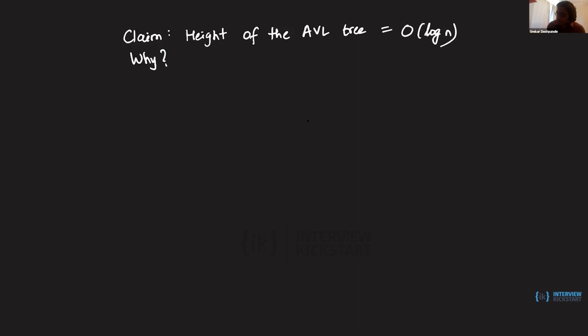So what does it mean for the height to be order log n? It means we want to show that the height of the tree is bounded from above by some constant multiple of log n. That's what it means for h to be order log n. Another way to say this is that log n should be greater than or equal to h by c. By the way, if the math confuses you, just assume c is 1. So if h is less than or equal to log n, that means log n is greater than or equal to h.